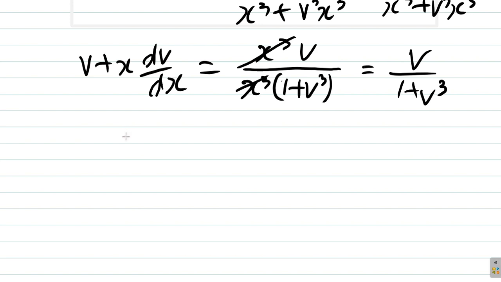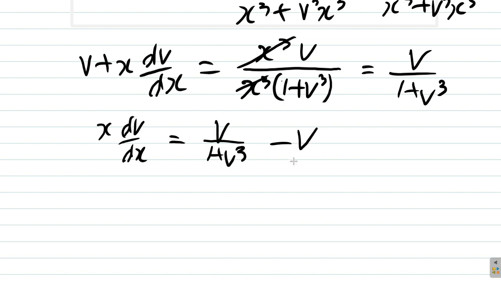We are going to do some transposition. So on the left we have a function of v dv, on the right we have a function of x dx, and we integrate them. So we have x dv by dx equals v over 1 plus v cubed minus v.